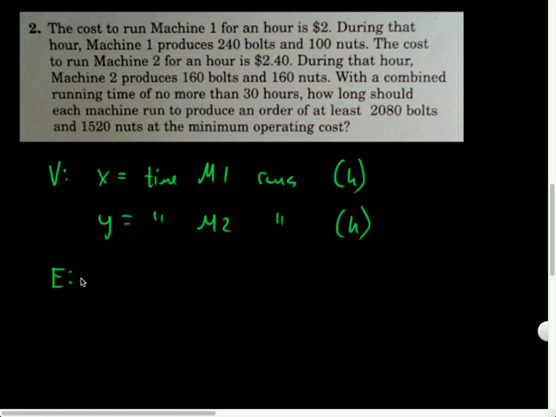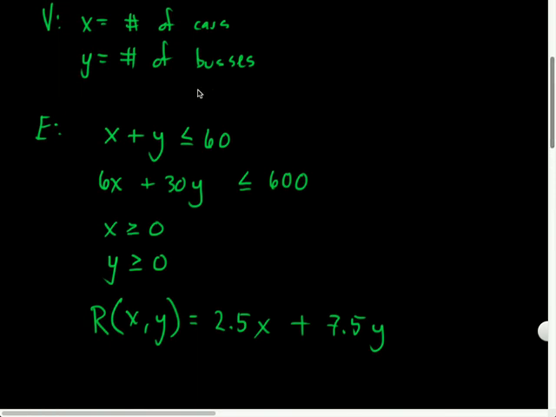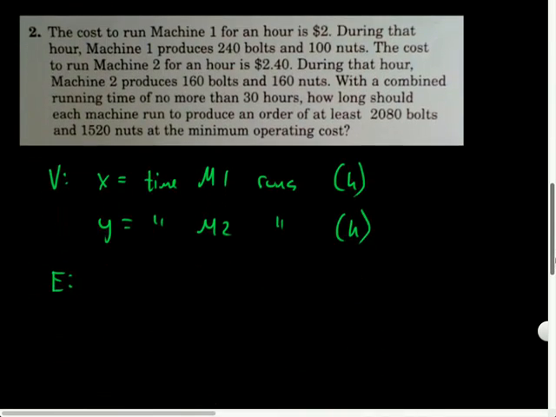Now, my favorite equation to start with is typically my quantity equation, where in this one x plus y was less than or equal to 60. What is the most I can have my machines run combined? Yeah, 30 hours. So the time I run machine 1 plus the time I run machine 2 has to be less than or equal to 30.